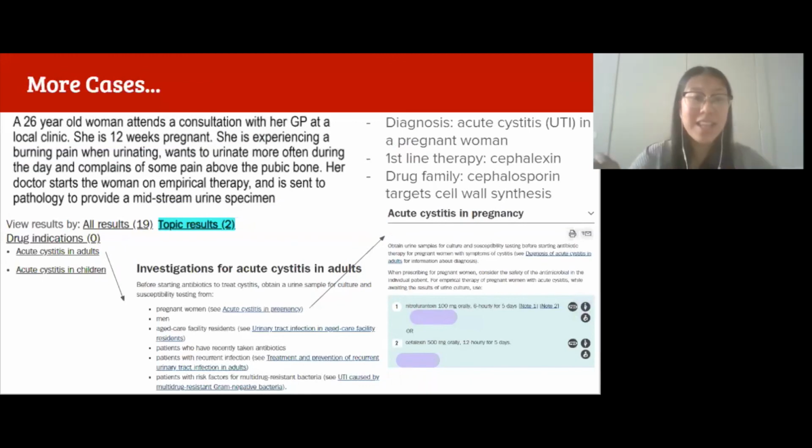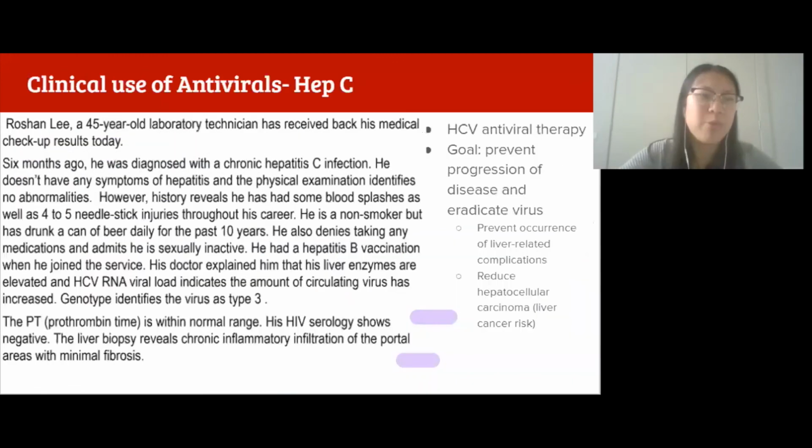Okay, so that's it with our antibiotic cases. You guys can look through those, give it a go, hopping onto the therapeutic guidelines if you want to skim through those, or do the same thing for your own cases if they're different. But the next one we're looking at is antivirals, and this is the clinical use of antivirals.